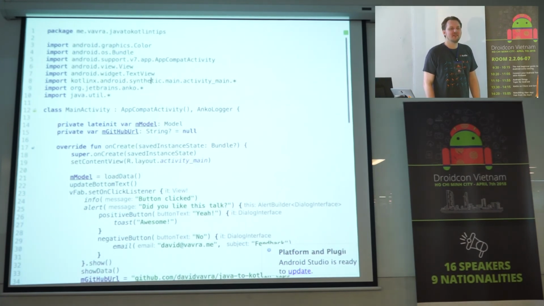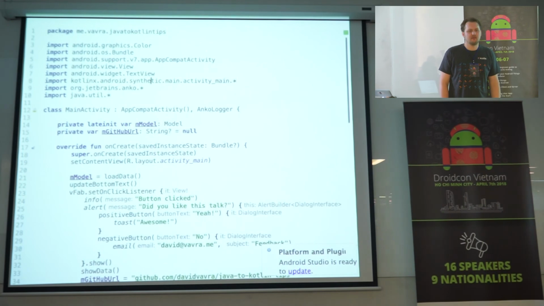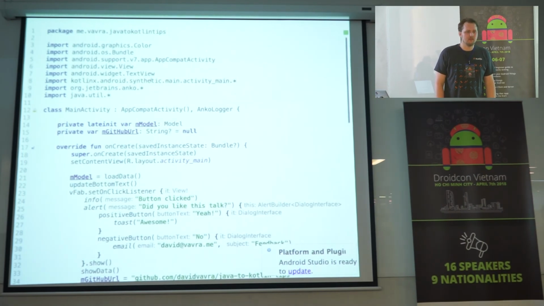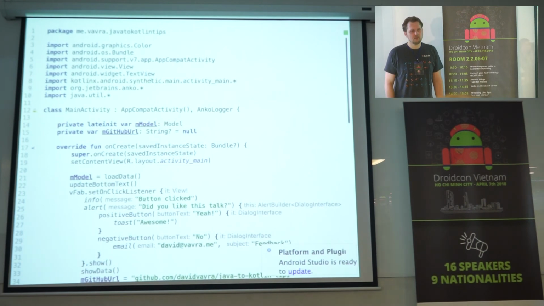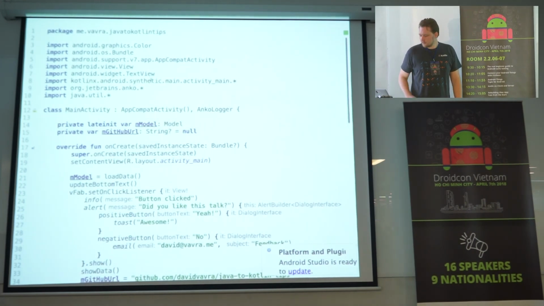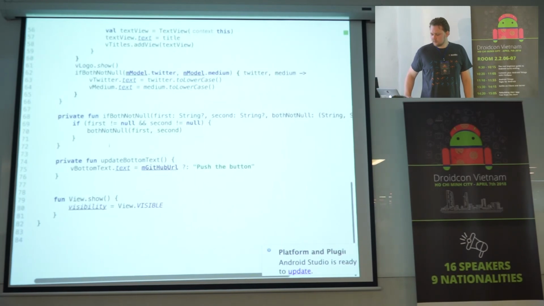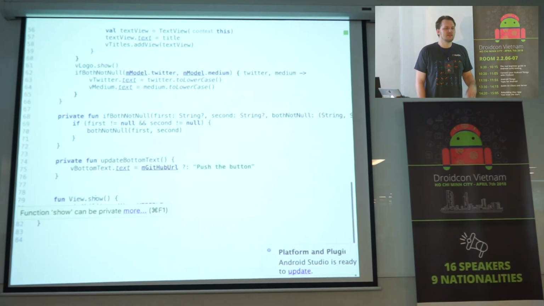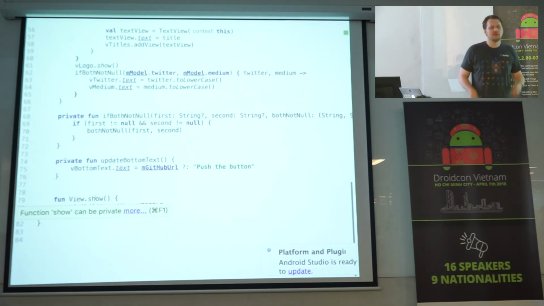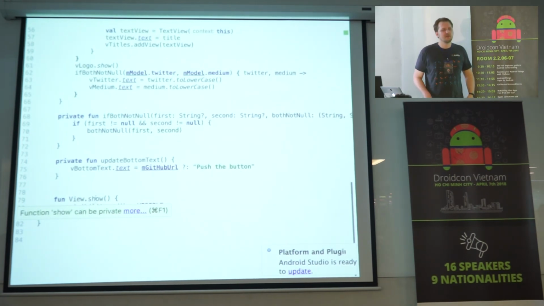Okay, another question. What if the extension function name is a duplicate of a function in the class itself? This class already has the definition, so is it overridden or something else? I mean, the view already has a function named show. So what will happen? Yeah, you cannot use the same name. You have to use some different name. You will get an error because it will be the same.